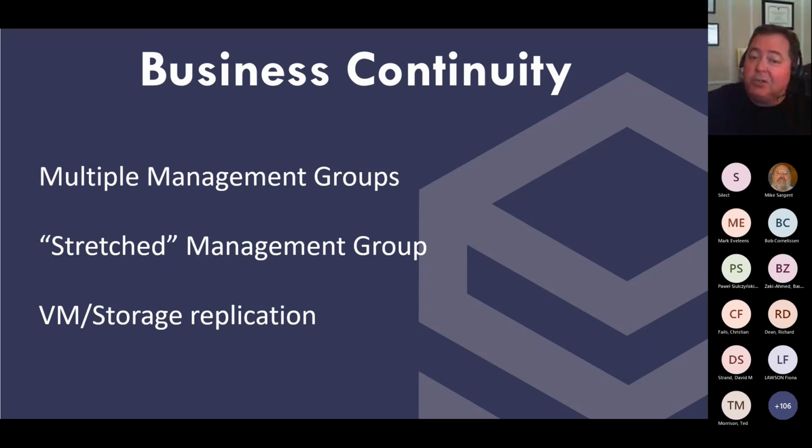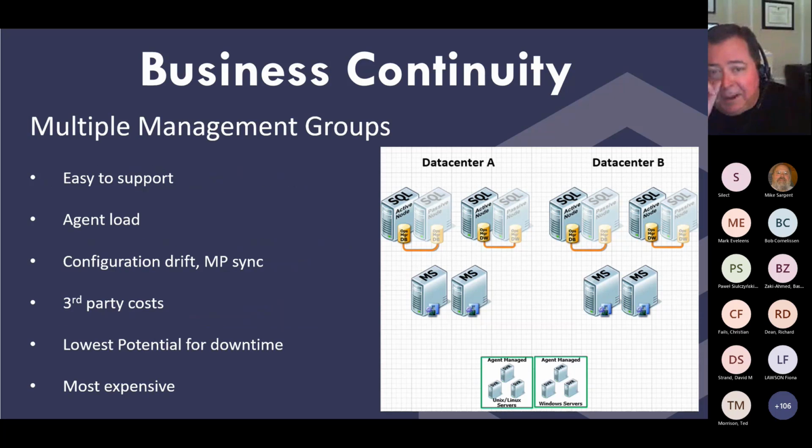The other one is what I call the stretched management group, and this is very popular, and I'm not sure why. But this is where I have 2 data centers, 1 management group, and I kind of spread out the resources, and I'll go into more detail here in a minute. And then probably my favorite is VM and storage replication, where I have a single management group and I just replicate everything to the DR data center. So let's talk about each.